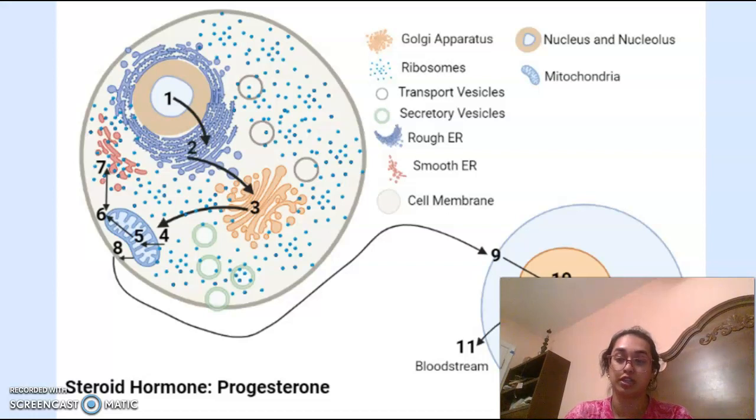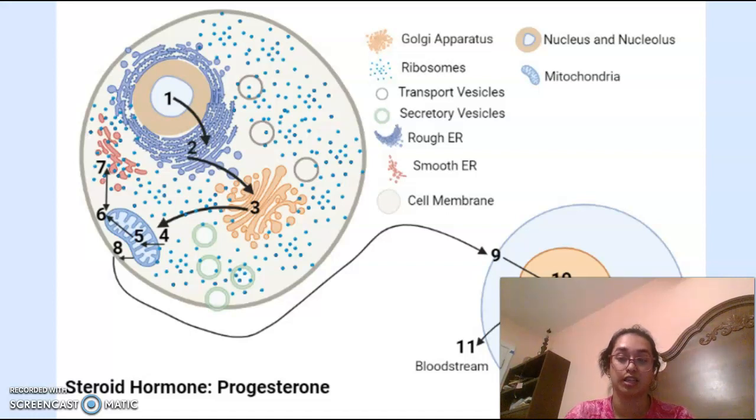In specific, the translocation of cholesterol from the outer to the inner mitochondrial membrane is mediated by protein-protein interactions of cytosolic and outer mitochondrial membrane proteins. And so once it gets inside the mitochondria, depicted as label 5, the cholesterol then gets metabolized into a steroid, which is called pregnenolone. And then the steroid is catalyzed into progesterone.